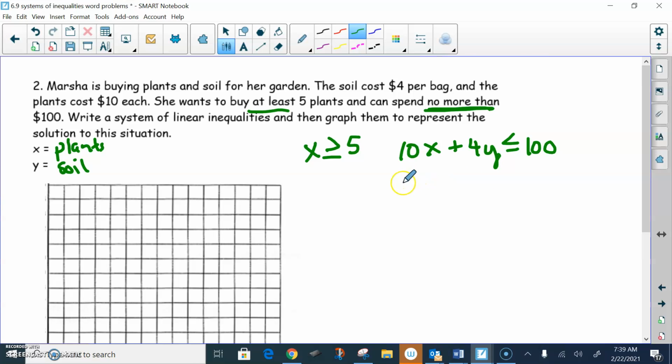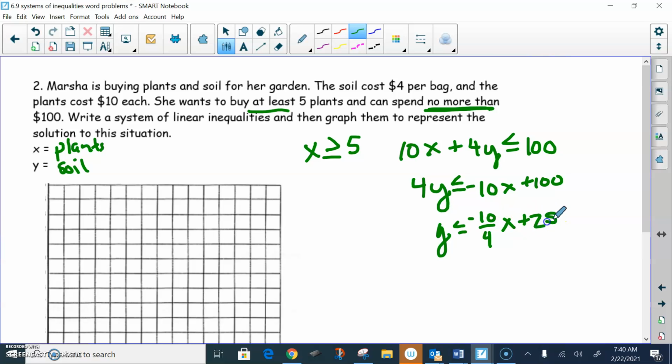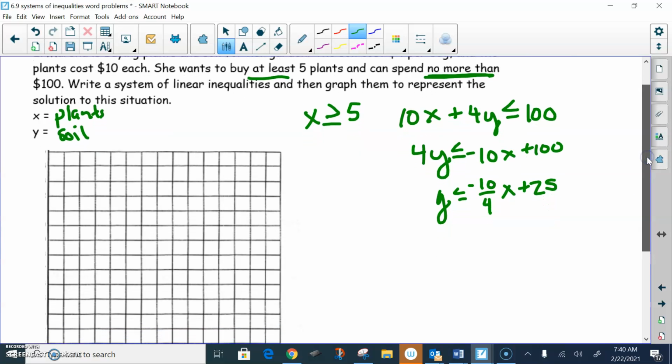So I'm going to subtract 10x from each side. I'm going to divide everything by 4. So again, we get a fraction here. That's perfectly fine. That's our slope. And that's going to be, what, 25? Okay, so our y-intercept is 25. Let's go ahead and simplify that fraction so we can graph a little bit easier. So we're going to say less than or equal to, 2 goes in there, -5/2 x plus 25.